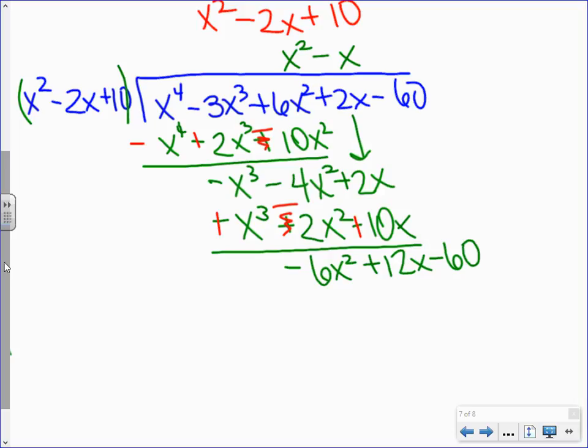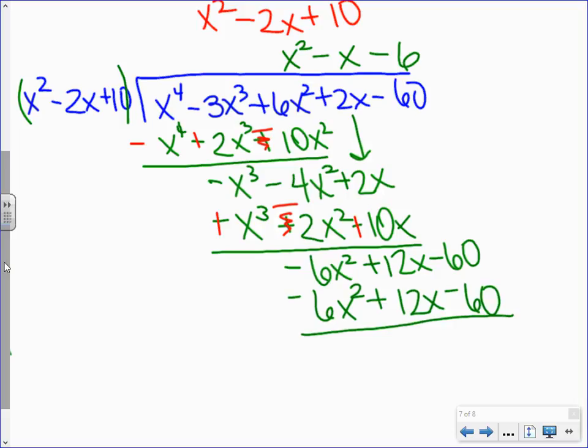We brought down the constant. This is the last time we have to go through this. X squared times what is negative 6x squared? Okay, so we get negative 6x squared plus 12x minus 60. And just like that, we have a remainder of 0, which we should have because we used factors to create that quadratic to divide it into here. Okay, so now this was our result.